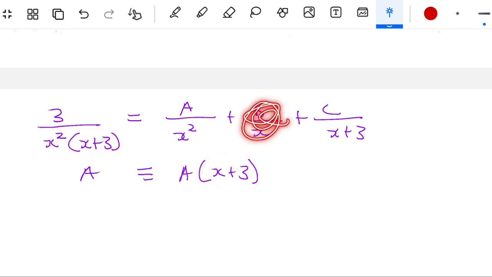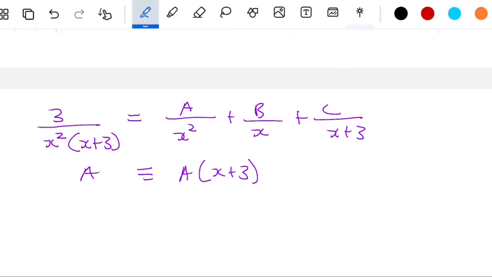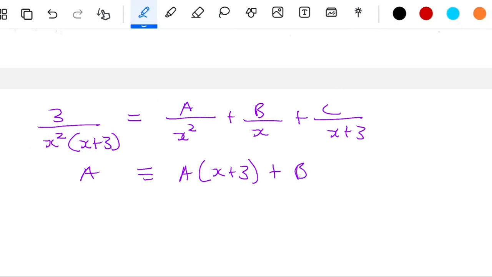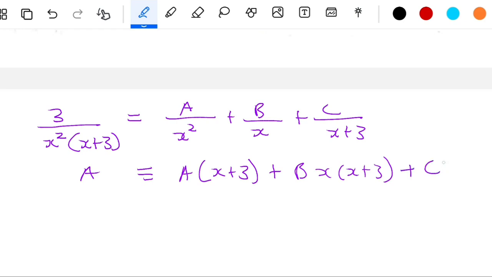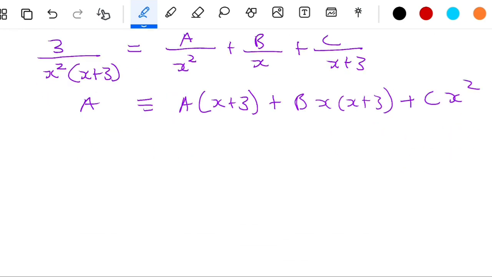Then if you say this one into this one, it's going to cancel only one x there. So your result is going to be plus bx(x plus 3). Then now this one, if you take this one into there, it's going to cancel this one, and then we are going to remain with the plus c x squared. I'm going to do this partial fraction quickly. When x equals 0, we've got a equal to 1.